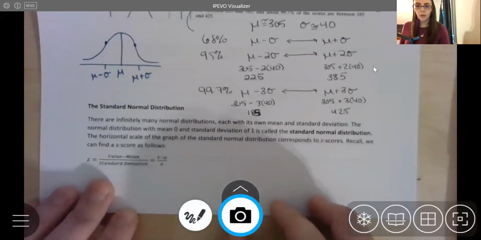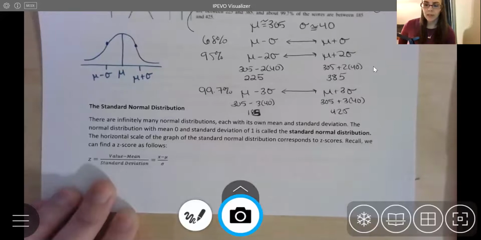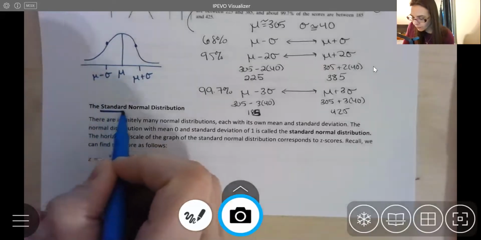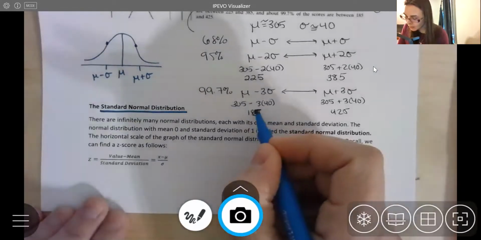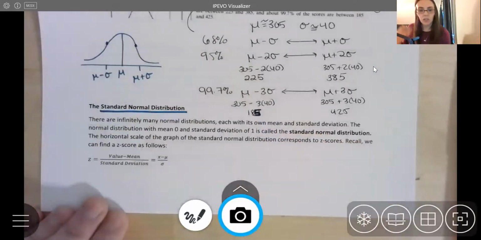Now, we've been talking about the normal curve or normal distribution, and there's actually a specific normal distribution we talk about a lot called the standard normal distribution. So I want to talk about this for a little bit. There are infinitely many normal distributions, each with its own mean and its own standard deviation, right? Because you can have any mean and any standard deviation as long as it's not negative.